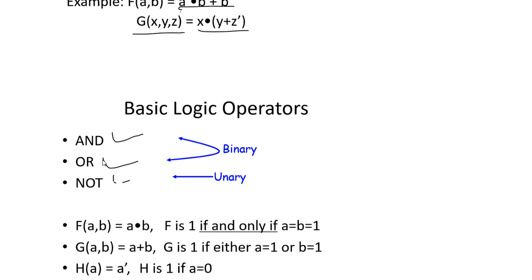Or also operates on two or more values. This is also a binary operator. And not is treated as a unary operator, which operates on a single variable. You remember this: single variable.